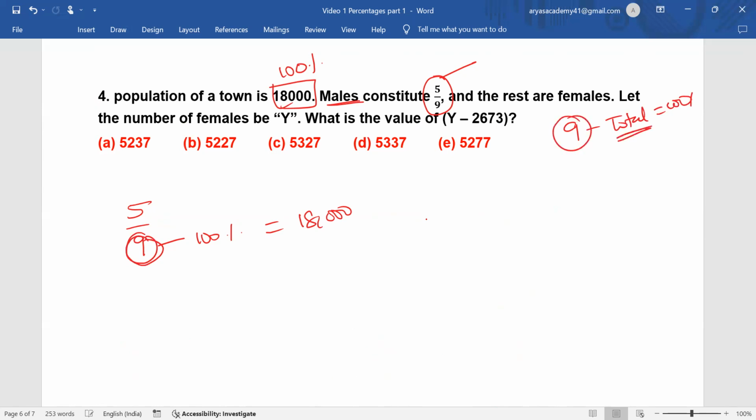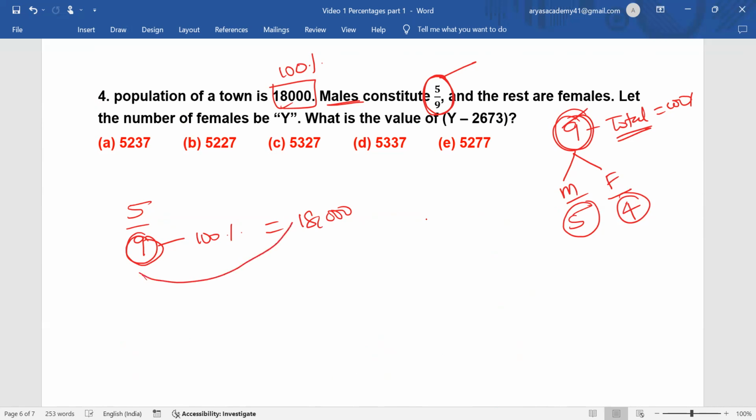The total population has been divided into 9 equal parts, and this contains both males and females. It has been very clearly mentioned that 5 by 9 means 5 out of 9. 5 out of 9 are males. So total value is 9 and the male value is 5. Obviously, what is the value for females? 4. So if 5 out of 9 become male, then automatically 9 minus 5 is equal to 4 becomes female.